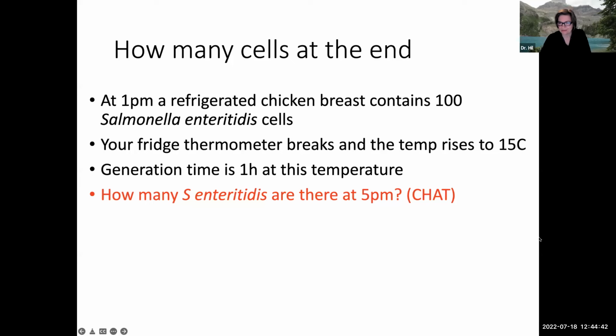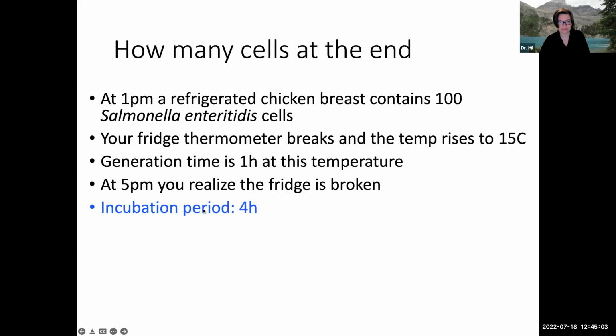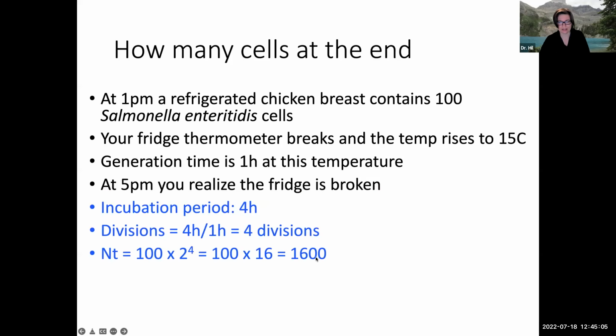All right, let's see how we did. Beautiful. So many of you used the equation. You started with our N sub 0, our starting number of cells is 100, and our number of cell divisions, and if it's a 4-hour time period and the generation time is 1 hour, there's going to be 4 cell divisions. So 2 to the power of 4 is 16 times 100 is 1600.